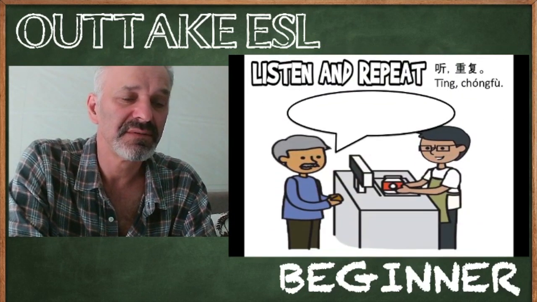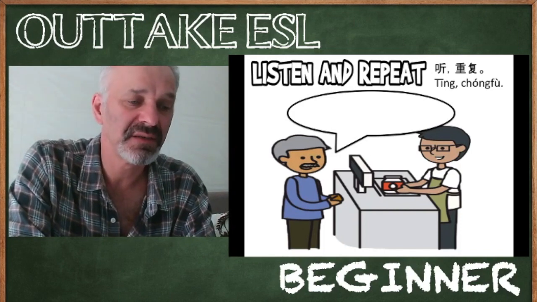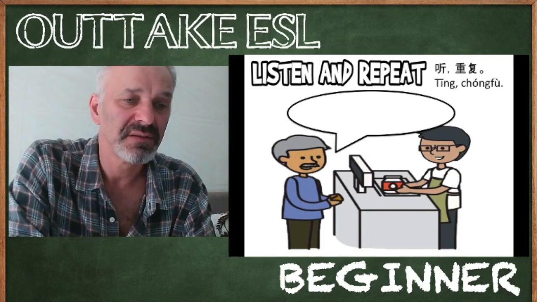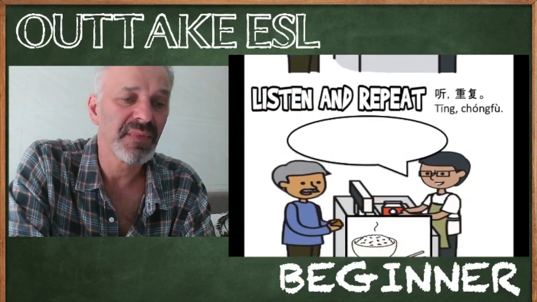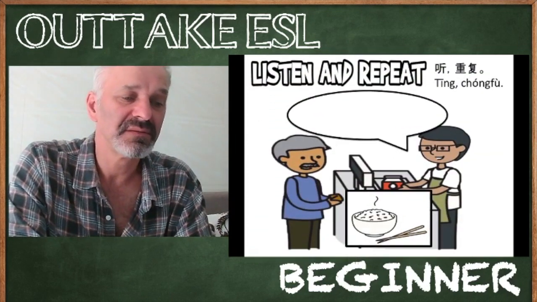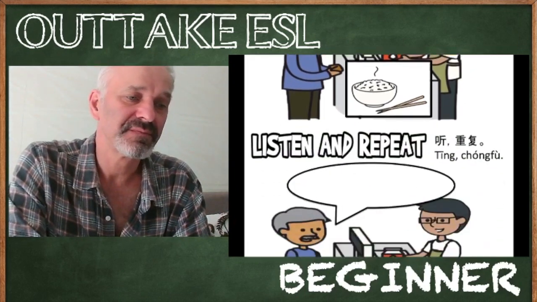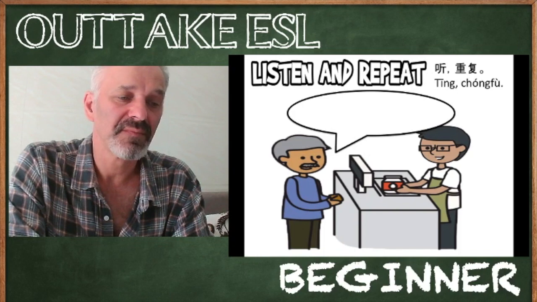Not too much, just a little. All right, very good. What's this down here? Rice. So. How much rice do you want? Not too much, just a little.